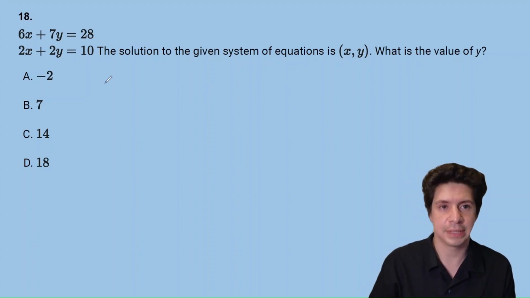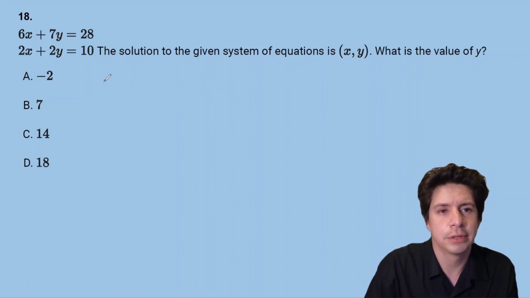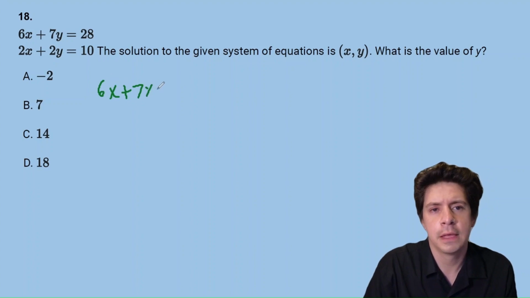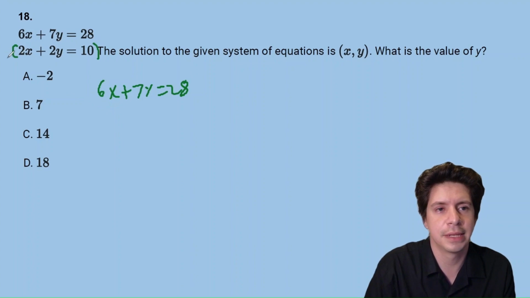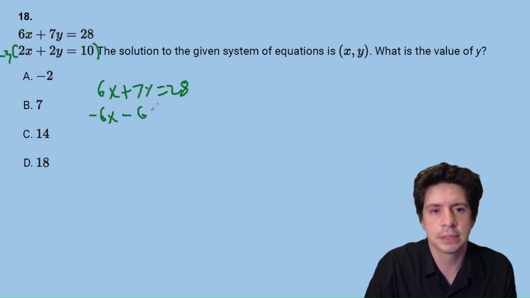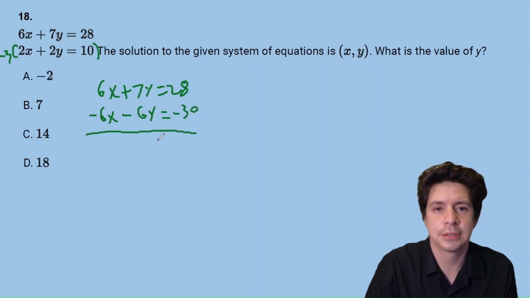So if I'm going to do it just out on paper, right, I'm going to do 6x plus 7y equals 28. And then I'm going to triple the second equation so that the 6x's will cancel. So I'm going to multiply it by negative 3 to add that. So then that's going to give me negative 6x minus 6y equals negative 30. That's going to get you y equals negative 2.